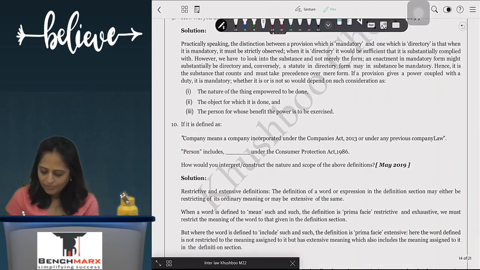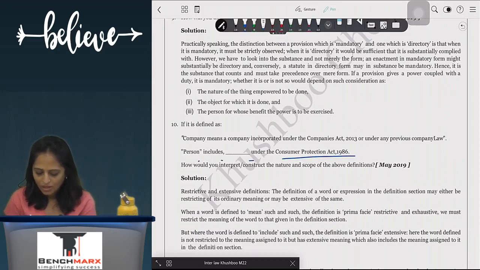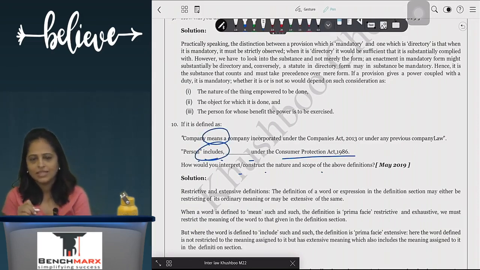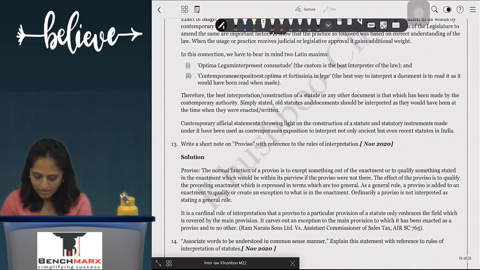It is defined: company means a company incorporated under this; person includes this under consumer. How would you interpret and construct the nature and scope of the above definition? So basically it is asking you means and includes only. तो बताने का means रहेगा तो exhaustive, includes रहेगा तो inclusive, ऐसा करके explain करने का.